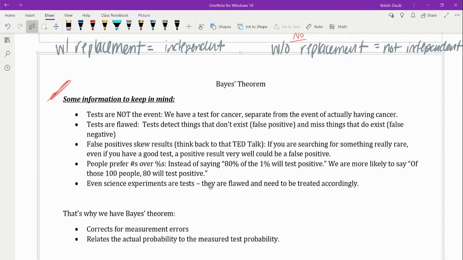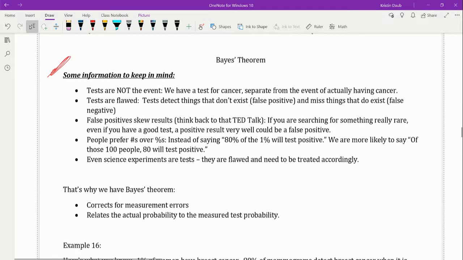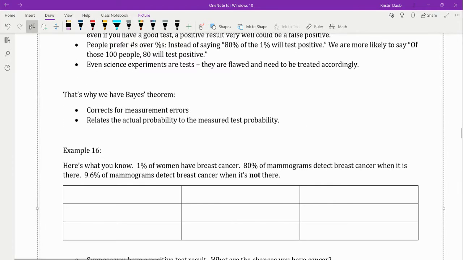Okay, so I guess we want to read these next 2 bullet points too. So Bayes' theorem is going to keep all of this information in mind. It's going to correct for some errors, and it's going to say, all right, you get a positive result. What's the probability that you actually have the disease, or something along those lines? So let's look at these examples, and that will kind of help us look at what we're using here.